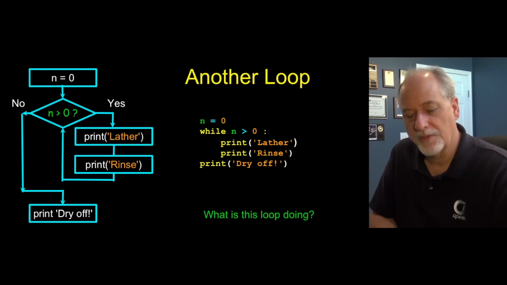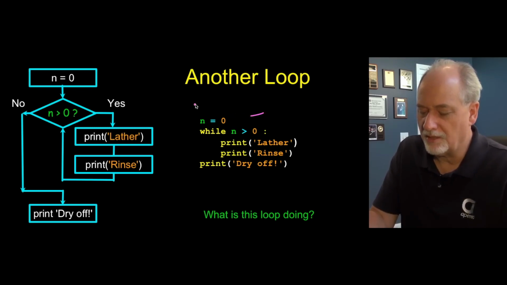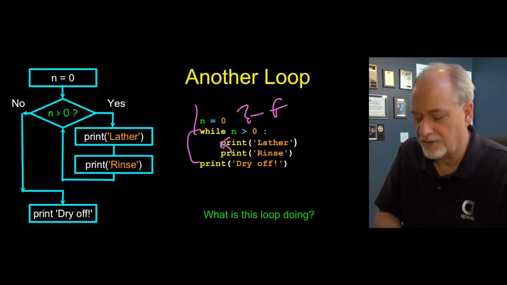Now here's a different loop. And so this one demonstrates a different idea. So in this case, we start out with n is 0 and it comes in here. And is n greater than 0? Question mark, and the answer is false. So it skips it. It doesn't run these lines of code at all.